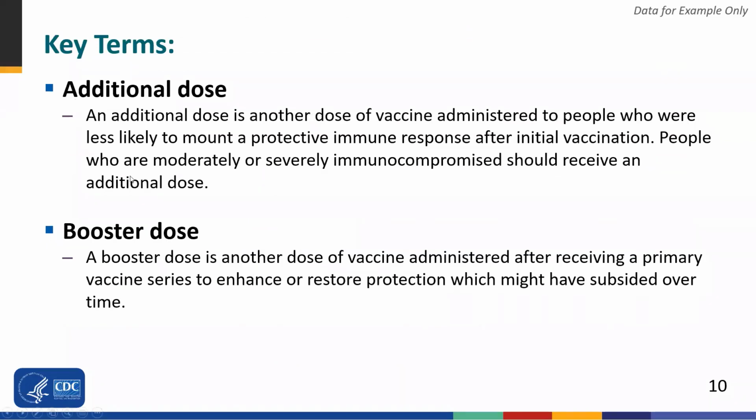And just a review of the key terms of additional dose versus booster dose. An additional dose, like I mentioned, is another dose of vaccine administered to people who were less likely to mount a protective immune response after initial vaccination. And this applies to people who are moderately or severely immunocompromised. Whereas a booster dose is another dose of vaccine administered after receiving primary series vaccination to enhance or restore protection, which might have subsided over time. So most of the time, we expect any doses after primary series are likely booster doses. And if you can't distinguish between the two, just assume that they're booster doses.